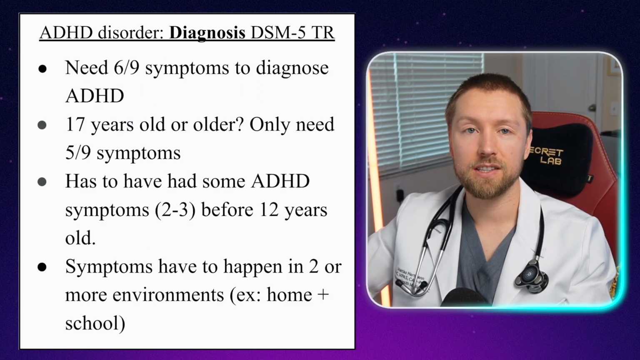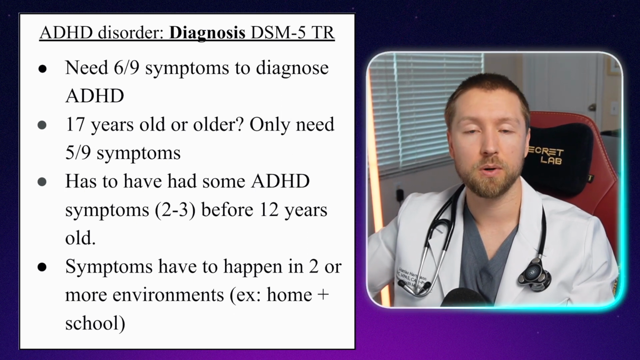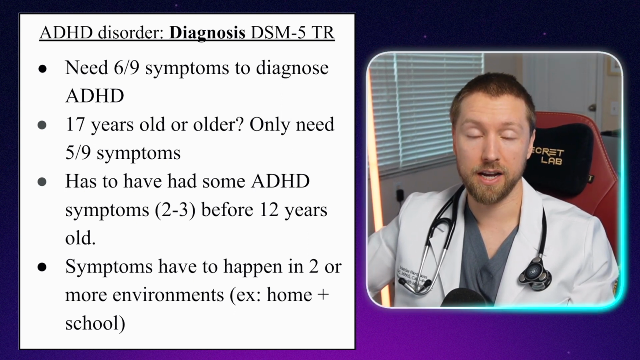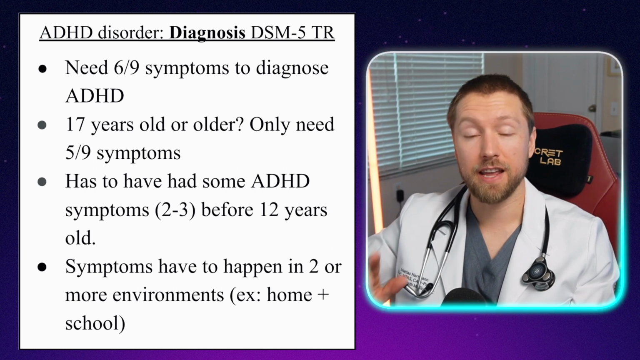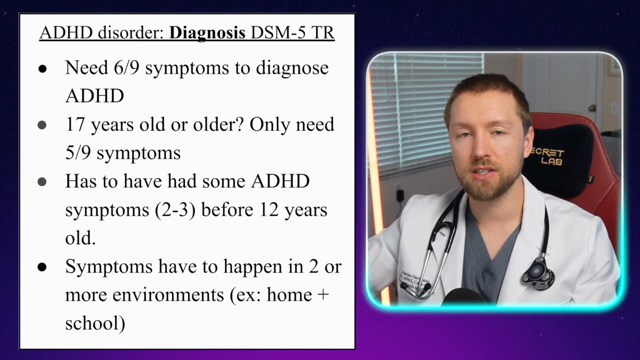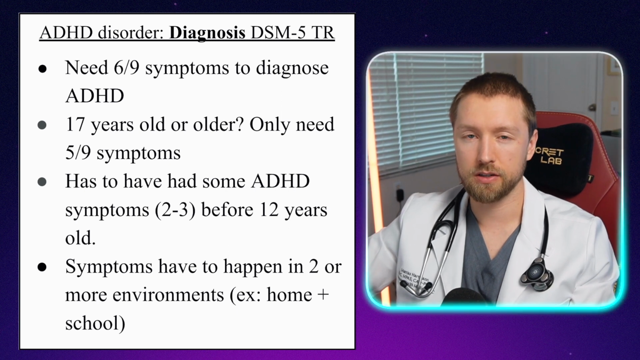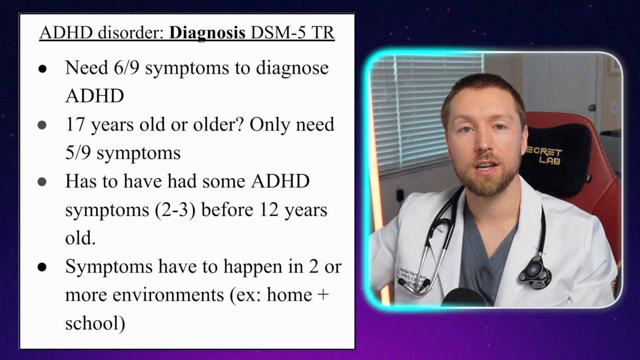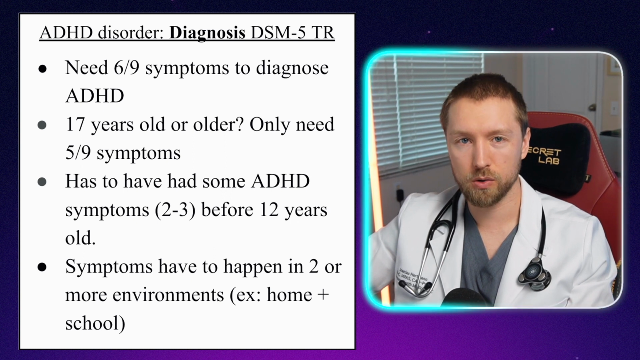Again, you need at least 6 out of the 9 symptoms in either the inattentive type or the hyperactive type, or you could have both. Now, there is a caveat to that. If the patient is 17 years or older and you're making a diagnosis of ADHD, the new guidelines now say you actually only need 5 out of the 9 symptoms in either category to make this diagnosis.